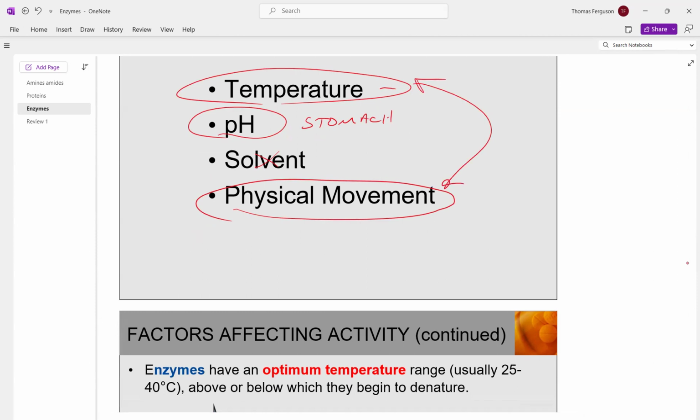Physical movement and temperature are closely related. Temperature is a metric used to measure the molecular movement. So if you're beating an egg white a lot, what happens? What does it turn into? It's fluffy, right? What do they call that? Meringue. Meringue is egg whites that you denature with physical activity.